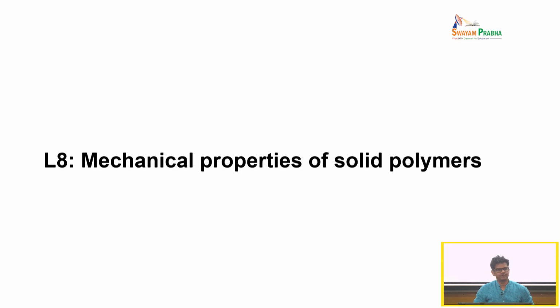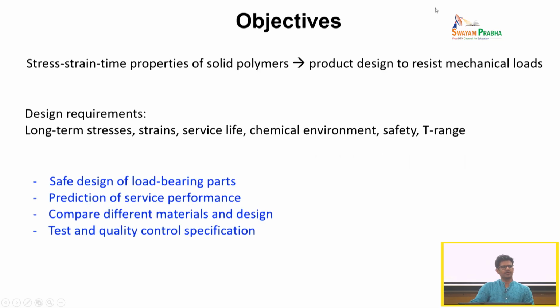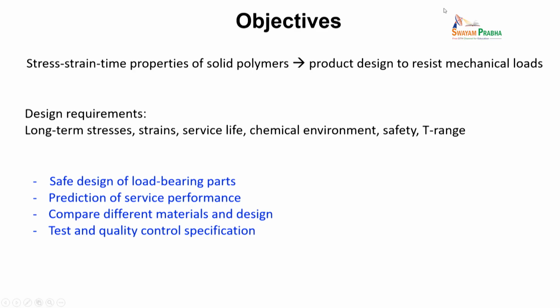So in this lecture, I'll be talking about mechanical properties of solid polymers. The overall objective is to look at the relationship between stress in the material, strain, and then time, and how these three are correlated for solid materials. This is important because we want to use plastics for some mechanical applications.